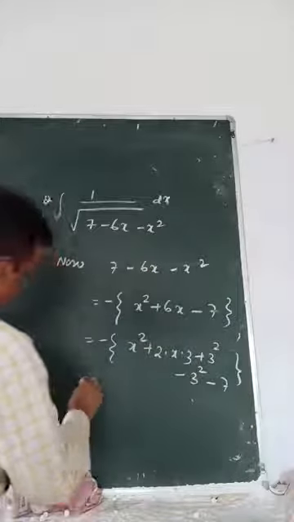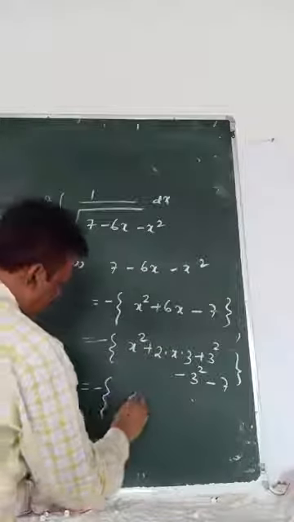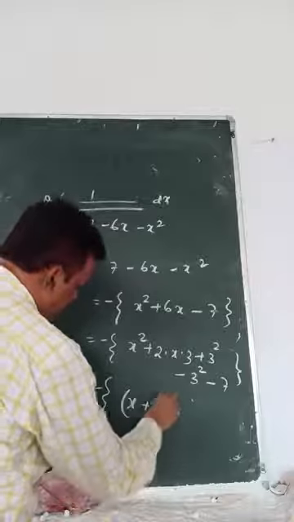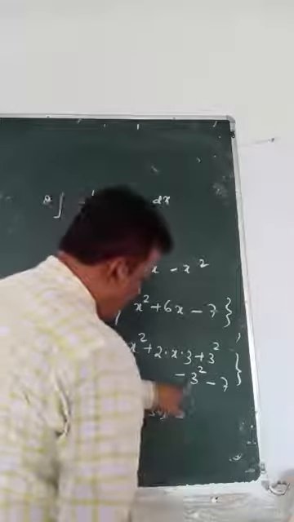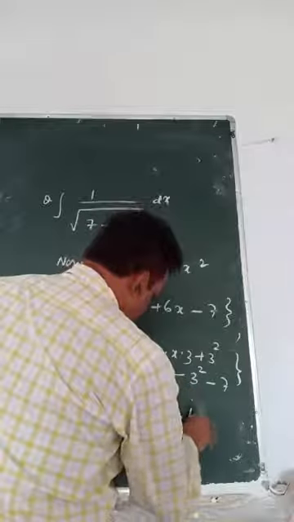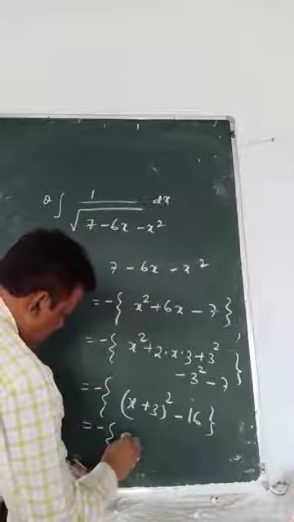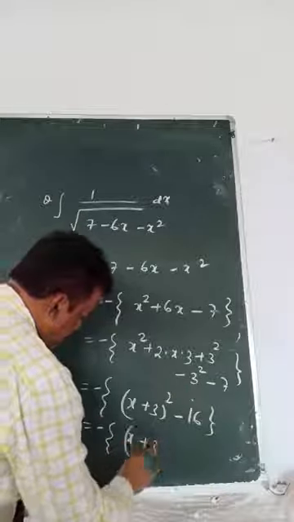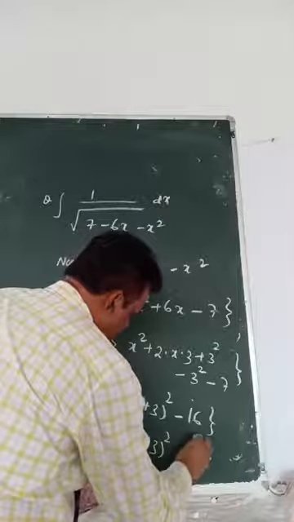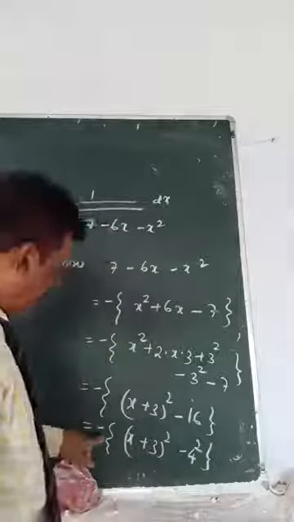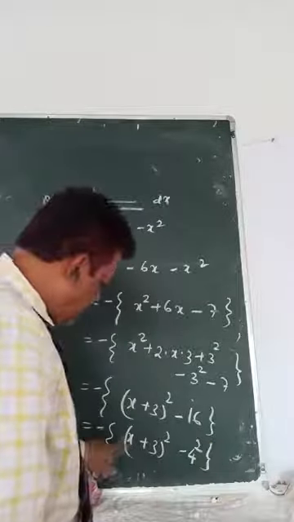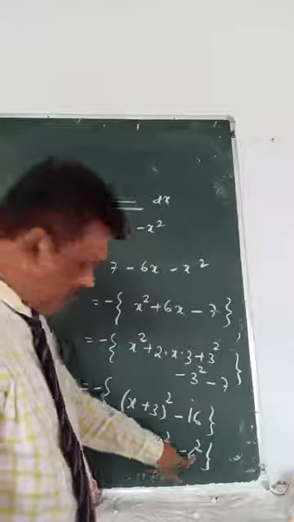So that will be x plus 3 whole square minus 9 minus 7, minus 16. That is minus x plus 3 whole square minus 4 square. Okay, look at here. Now you multiply this minus sign. This will be minus, this will be plus.